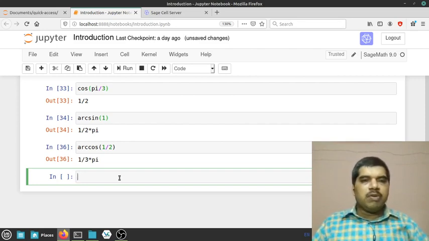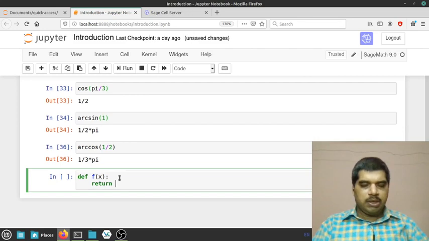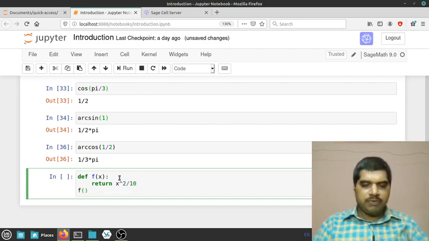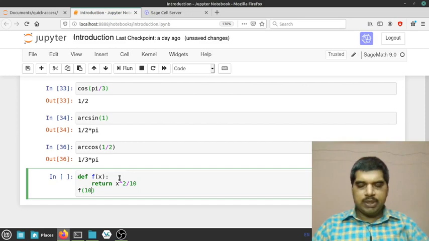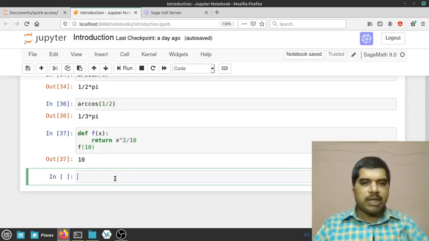Now one may even define our own functions here using the def command, def f of x. Suppose we define it to return x square by 10. This is a function definition. So what is f of 10? The answer is 10, because 10 square by 10 is 10. We can define our own functions like this.